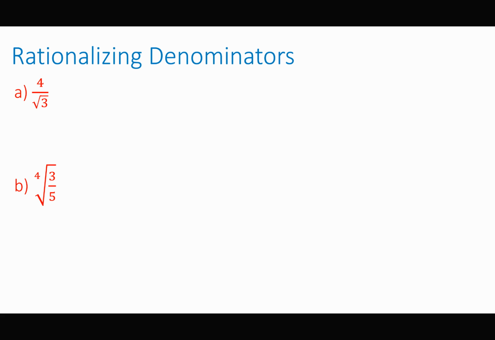Two more slides. This one and one more. Rationalizing denominators. If I want to rationalize 4 over square root of 3, what can I multiply by? Rationalizing means I want to eliminate the radical in the denominator. Kyle, what would I multiply by? 4 over root 3. I want to get rid of that radical in the denominator. What can I multiply by?